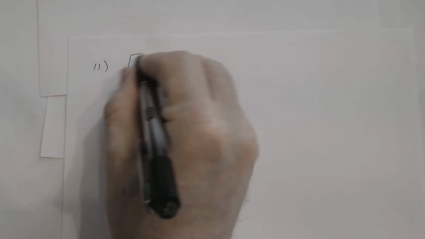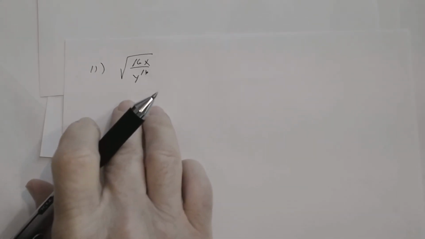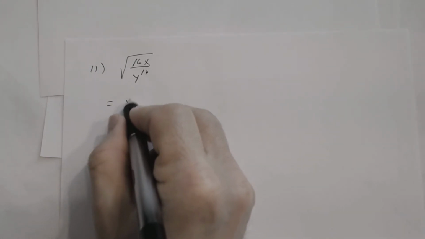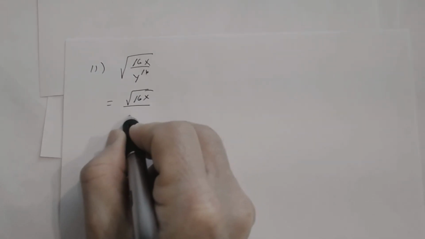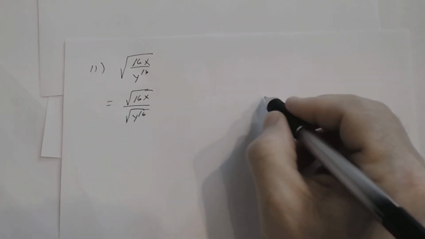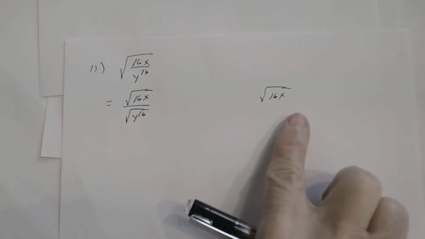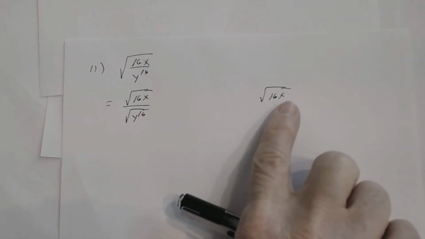Number 11, this time we're going to talk about the square root of 16x divided by y to the 16th. All right, so first of all, use the quotient rule first. So I get the square root of 16x divided by the square root of y to the 16th. Now let's look at the numerator. If this is what you had and you're asked to simplify this, what rule would you use next?